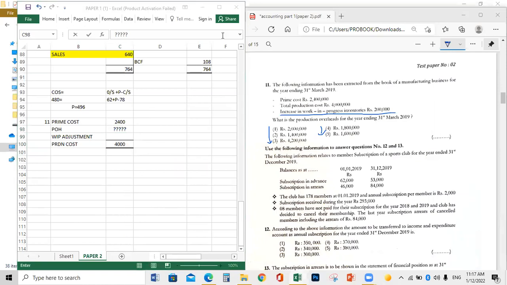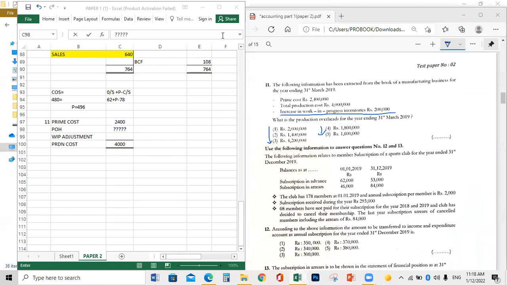Now see here, work in progress adjustment, we don't know whether it's on prime cost or production cost. Guys, when they are silent, what should you assume? Is work in progress on prime cost or production cost? Production cost. Very good. If they are silent, you should always assume work in progress is on the production cost and not the prime cost.